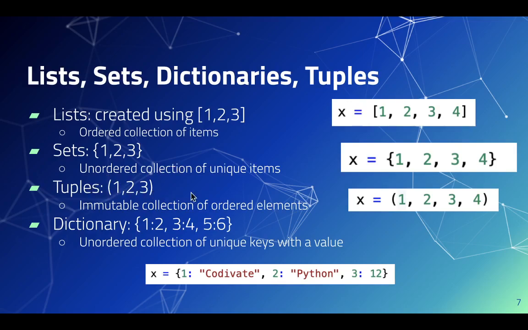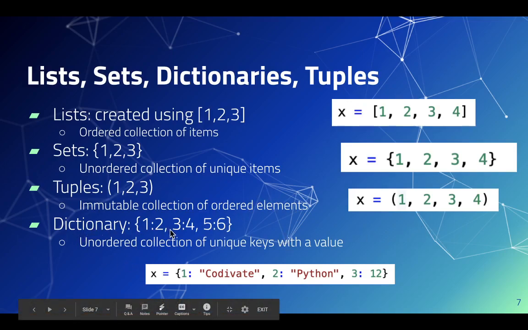And then we have tuples. A tuple is an immutable collection of ordered elements. So essentially, this cannot change. X will always be 1, 2, 3, 4. And you may be like, okay, well, isn't that a bit useless? But it actually isn't. There are a lot of key use cases of tuples, which we'll cover in more detail later in this course. And lastly, we have a dictionary.